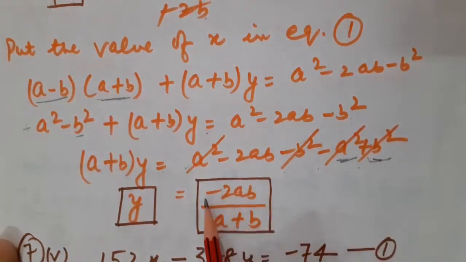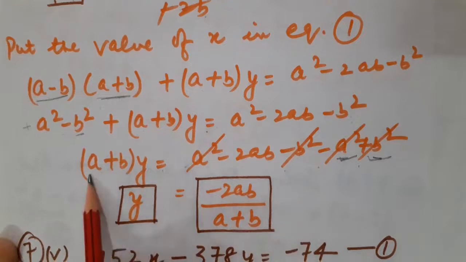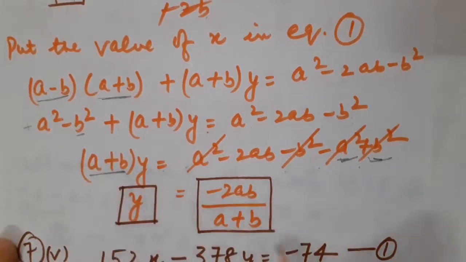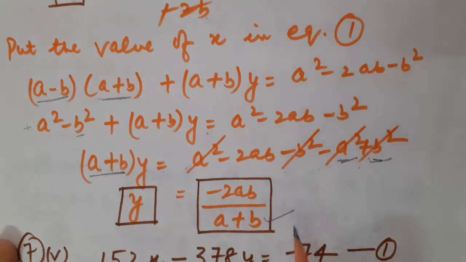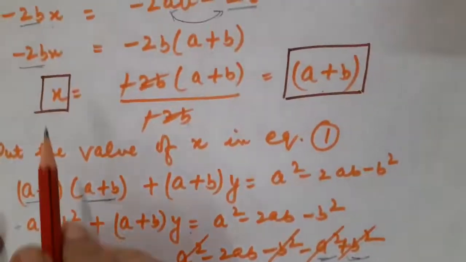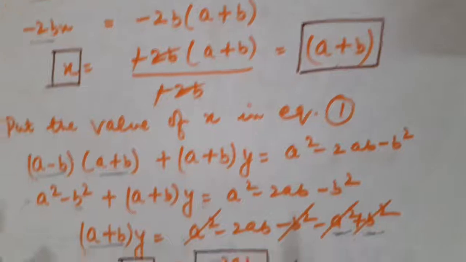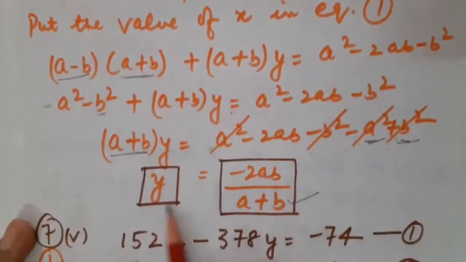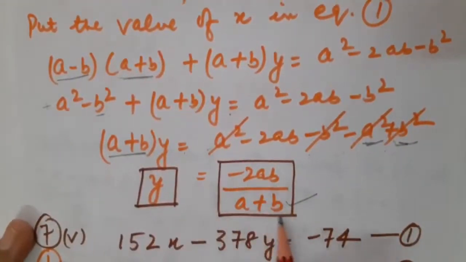So here I have got minus 2ab, and it was multiplied with y, so it will go on the other side of equal to and it will be divided. So what is the value of x? x is equal to a plus b. And what is the value of y? y is equal to minus 2ab upon a plus b.